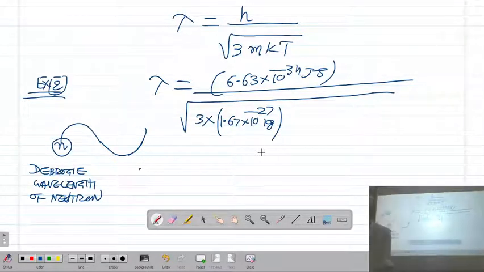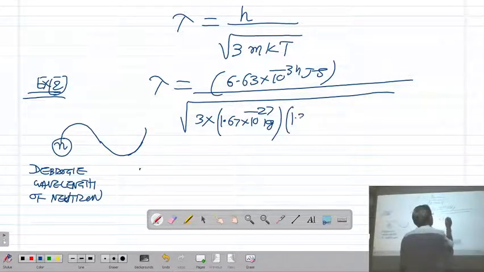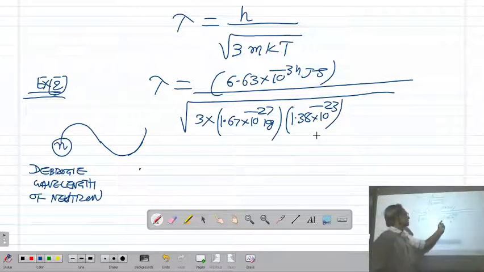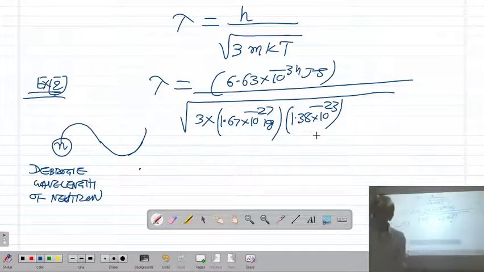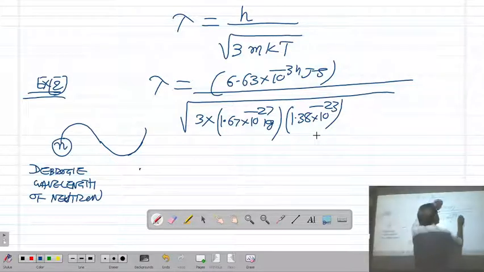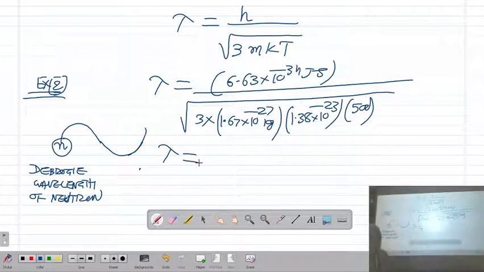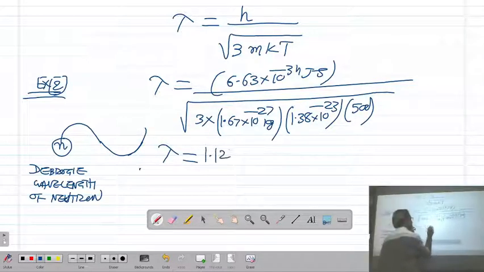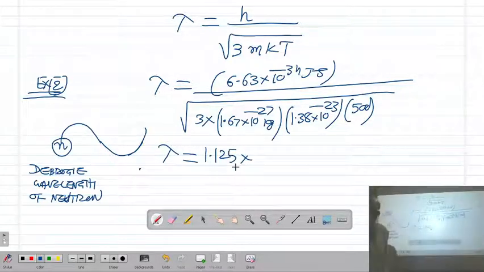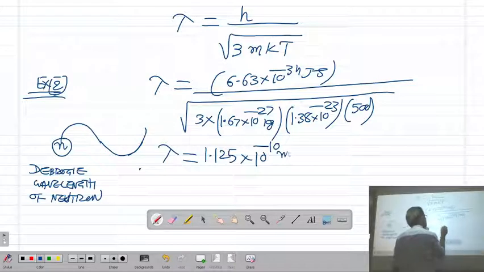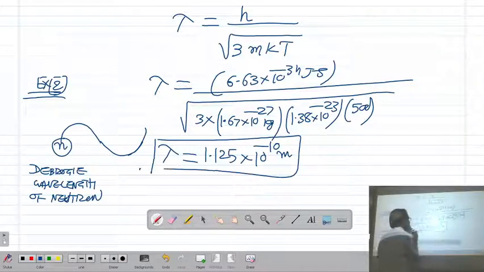k is the Boltzmann constant. Its value is 1.38 times 10 to minus 23. Please remember, the mass of neutron is 1.67 times 10 to minus 27 kilogram, Boltzmann constant is 1.38 times 10 to minus 23, and temperature is given to you, that is 500 degree Kelvin. Okay. So the wavelength of a thermal neutron is 1.125 times 10 to minus 10 meter. So this lambda is the de Broglie wavelength of the wave associated with the neutron at 500 degree Kelvin temperature.